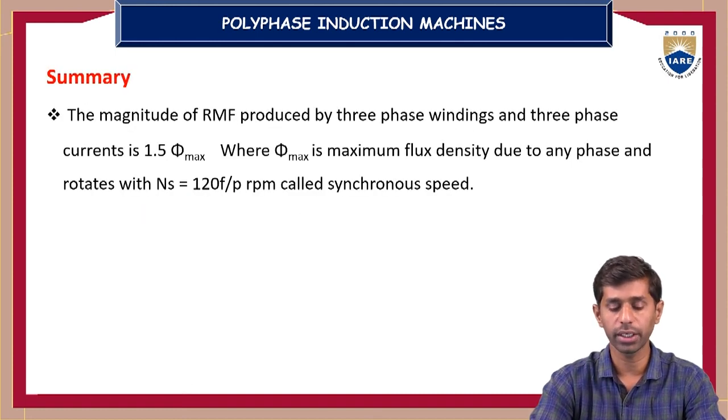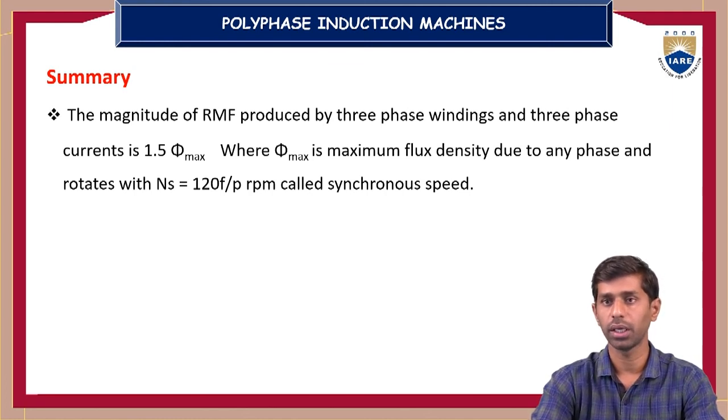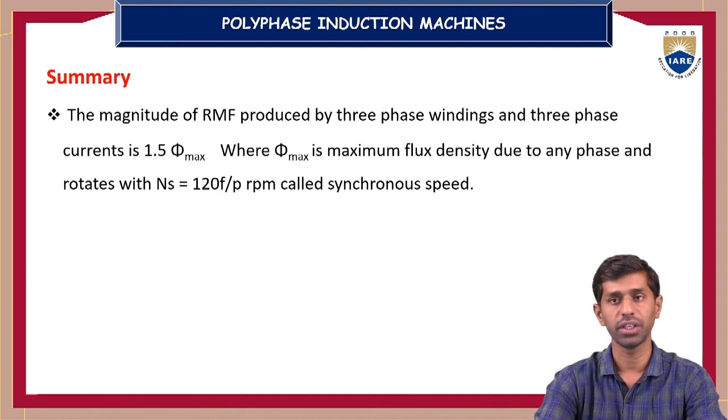The magnitude of the rotating magnetic field produced by three-phase windings and three-phase currents is 1.5 times the maximum flux, where phi m is the maximum flux, which is the flux density produced in any phase, and the speed of the rotating magnetic field is 120 f by p rpm. It is called the synchronous speed of the rotating magnetic field, which is produced when a balanced three-phase AC supply is connected to star-connected three-phase windings.